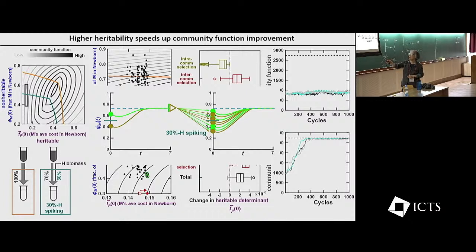But in this region, it will be influenced a lot by that, right? In the extreme case, if it's parallel to this, then the changes in community function are solely due to changes in non-heritable determinant. Then you'll be really confused, right? You'll keep picking the darkest one, but the darkest one is always the luckiest one. The offspring will not look anything like the parent.